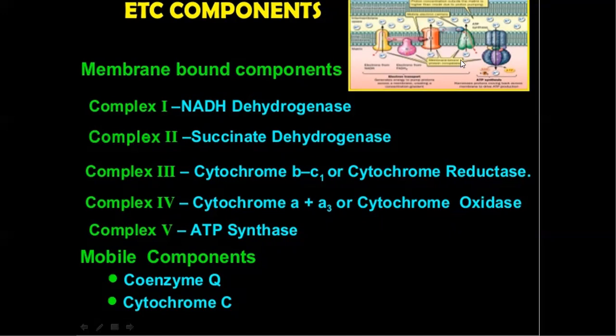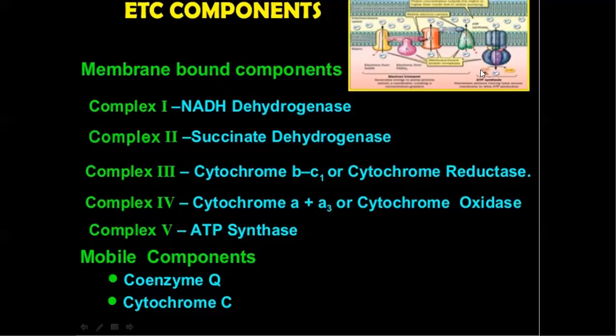And this is complex 4, which is called cytochrome A and A3. It is a combination of cytochrome A and A3, and it is also called cytochrome oxidase. And complex 5 is called ATP synthase. So here ATP will be synthesized at this region.